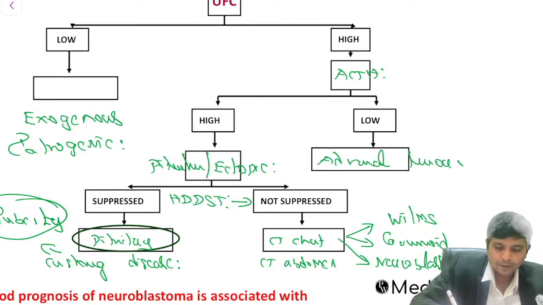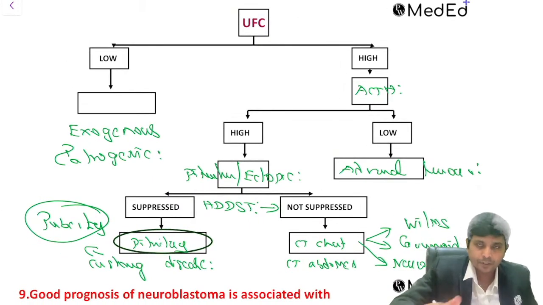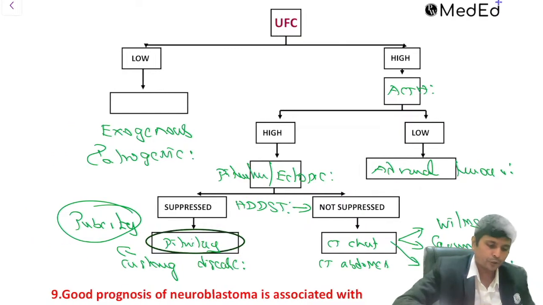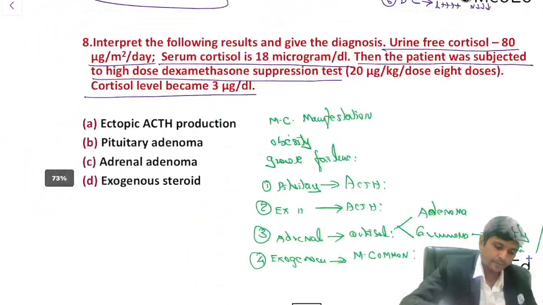Either it can be adenoma or carcinoma. That's it. This is the approach to Cushing syndrome in children. Okay.